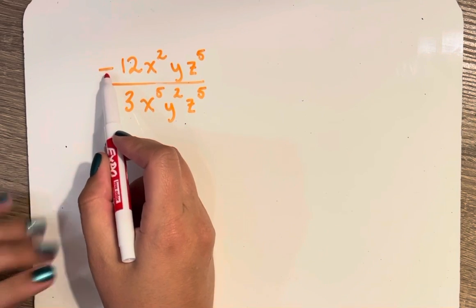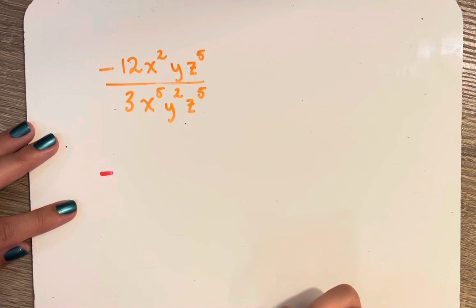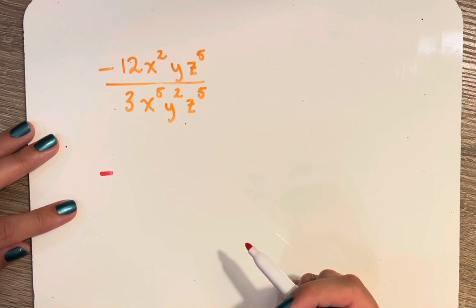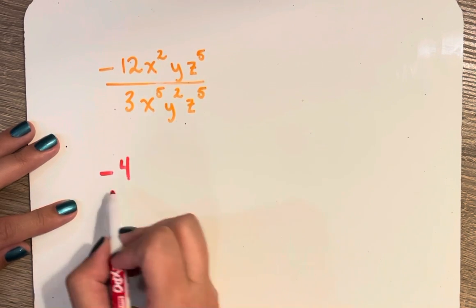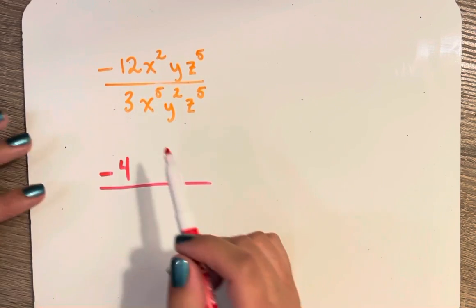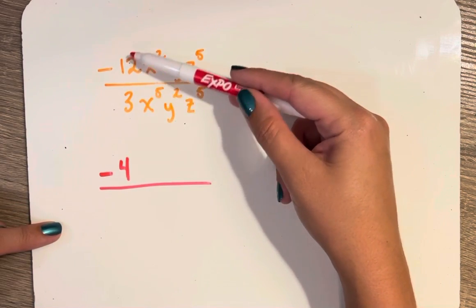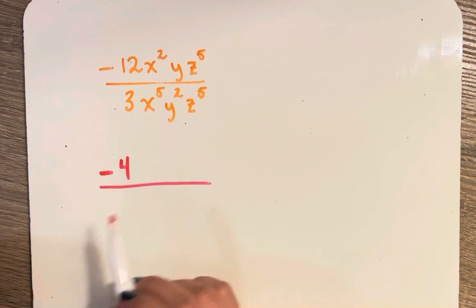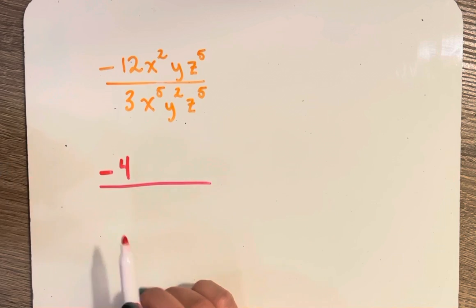We have a negative sign here, which means my simplified expression will also be negative. 12 divided by 3 is just 4. So my numerator will have a negative 4 in it. Sometimes when you try to divide those coefficients, you won't get a whole number. In that case, whatever your simplified fraction is, it will have a numerator and denominator.